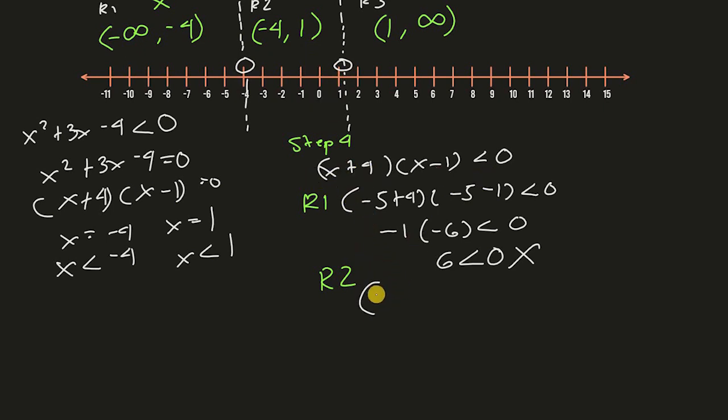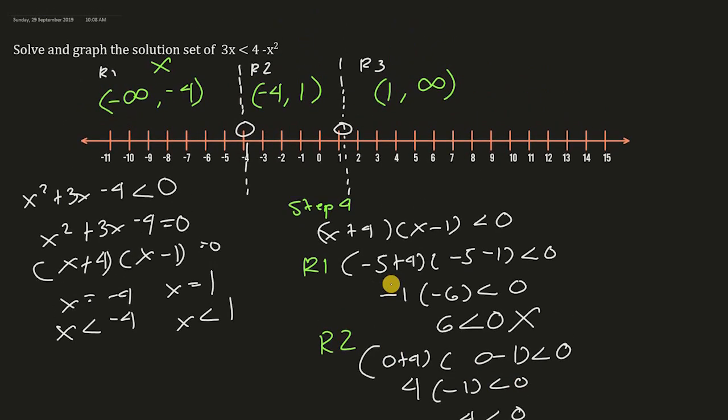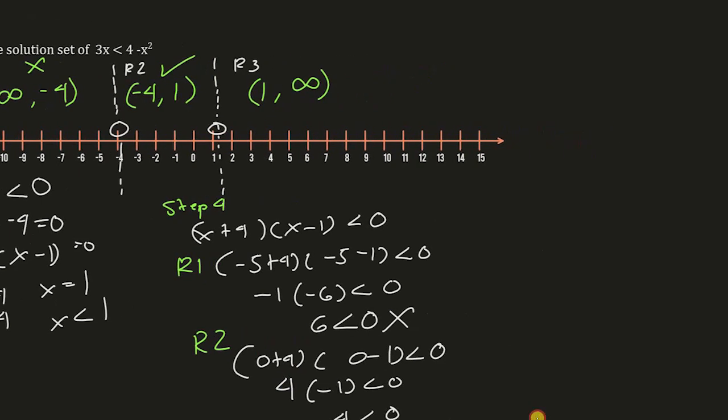Substitute natin yung 0 sa equation na to. That would be 0 plus 4, that would be 0 minus 1 is less than 0. 0 plus 4 is 4. 0 minus 1 is negative 1 is less than 0. 4 times negative 1 is negative 4 is less than 0. Evaluate natin. Tama ba? Negative 4 is less than 0. Tama. Mas maliit ang negative 4 kaysa sa 0. Ibig sabihin, ang region 2 natin, guys, ito ay solution set. Tama yan.